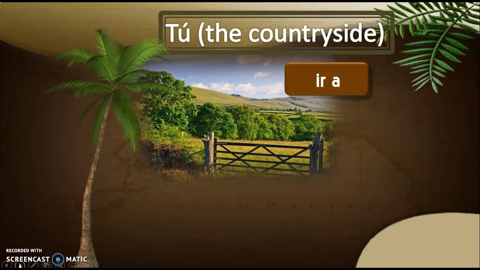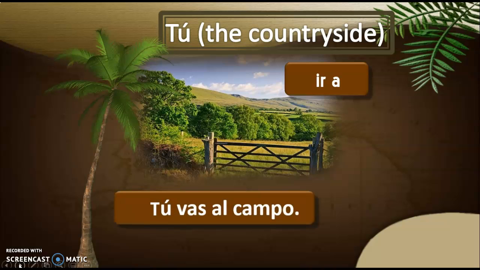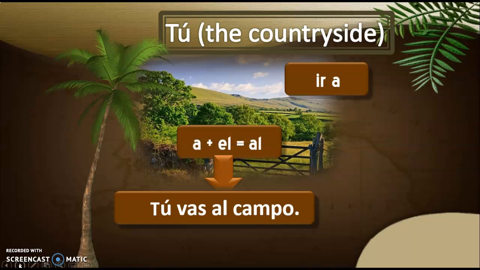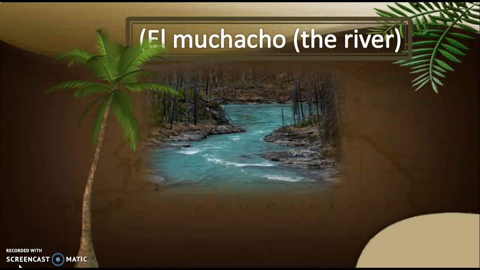Let's say you go to the countryside. Tú vas al campo. Do you see that we have the same contraction happening here because it's el campo? The a plus the el of campo are contracted to al. Remember, as you're going through this, if you want to stop the video to see if you can figure out the sentence before I pull it up, that's a good thing to see if you're getting it.